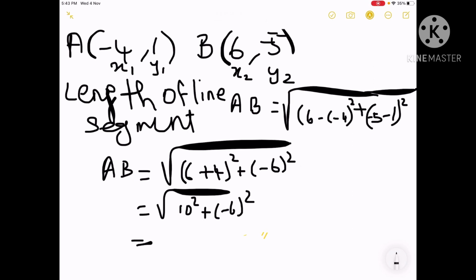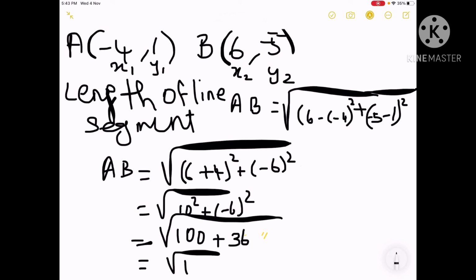So 10 squared is 100 plus 36 only, because minus into minus is plus. So now it is root of 136. The length of the line segment AB is root 136. You can use 3 significant figures, it is 11.7. So that is the answer.